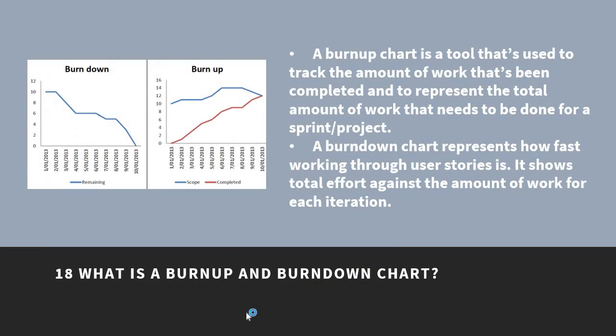What is a burn up and burn down chart? A burn up chart is a tool that is used to track the amount of work that's been completed and to represent the total amount of work that needs to be done for a sprint. A burn down chart represents how fast the team is working through the user stories. It shows the total effort against the amount of work for each iteration.